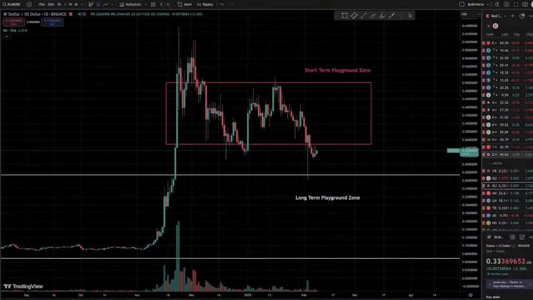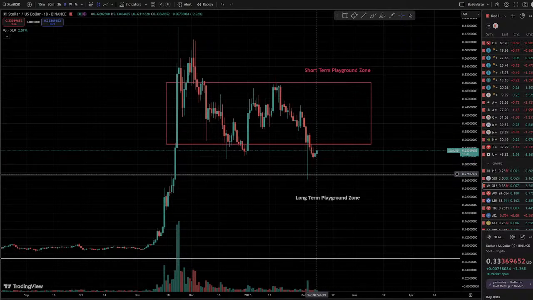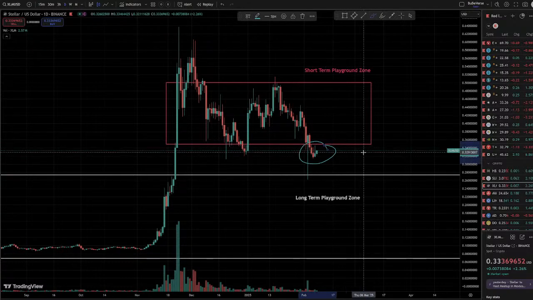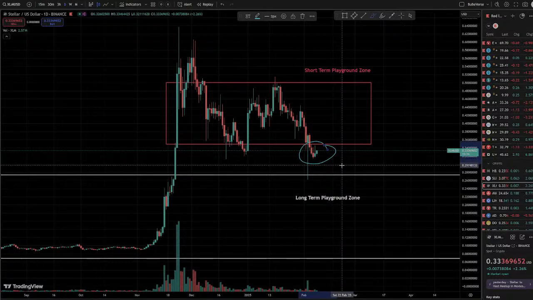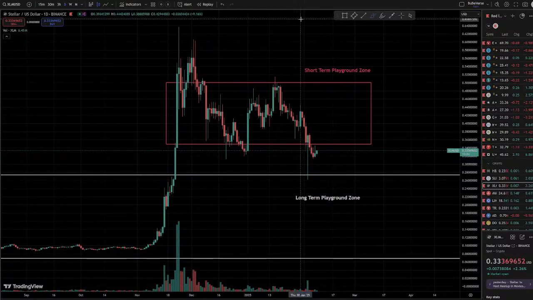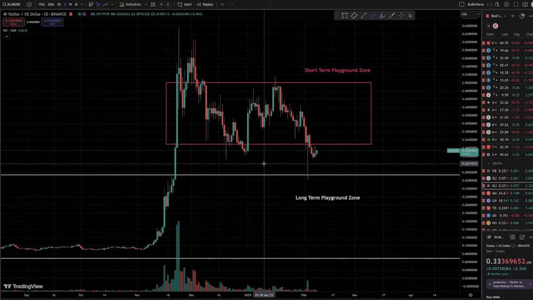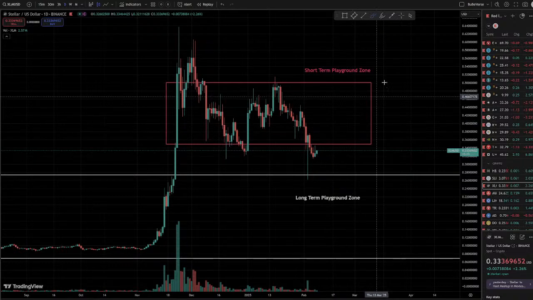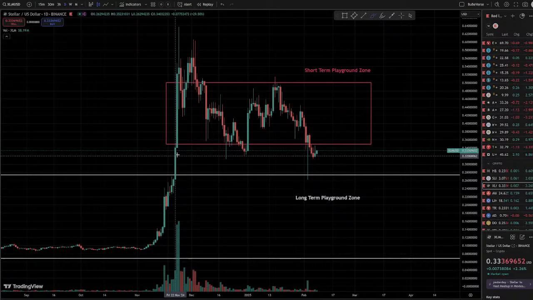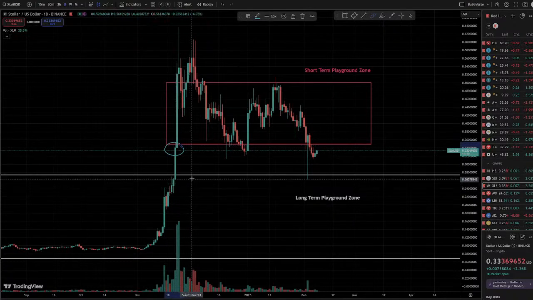Stellar, similar to Hedera and Sweetcoin I just talked about 10 minutes ago. Coincidentally, they are all trading below the short-term playground zone. So if you have been in the other two sessions, you probably have noticed this as well. Basically, they are all trying to stay above a very weak support level. I covered this in previous sessions, so I'm not going to talk for very long about this.